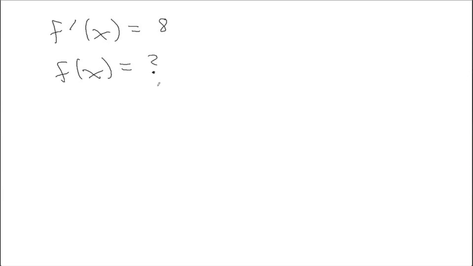Okay, so here's a problem. If f prime of x is 8, what is f of x? It would have to be 8x. How can you check that? You can take the derivative of 8x and see if you get the f prime from above. So what's the derivative of 8x? Just 8. So did it work?